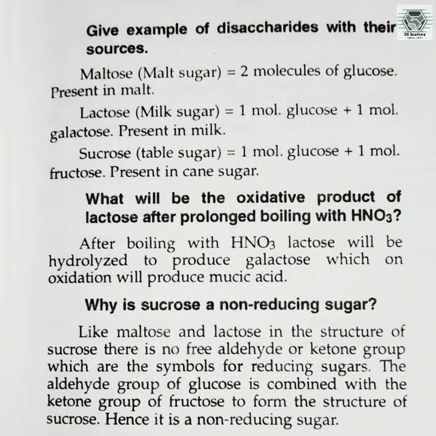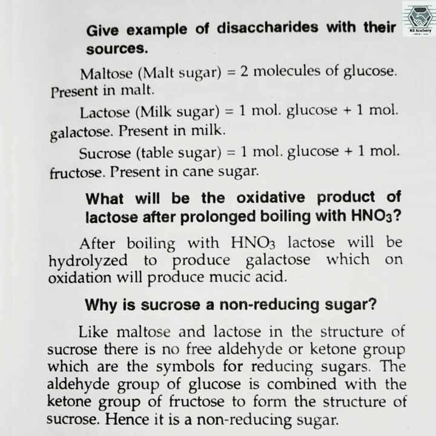Give examples of disaccharides with their sources. Maltose, 2 molecules of glucose. Lactose, 1 molecule of glucose plus 1 molecule of galactose. Sucrose, 1 molecule of glucose plus 1 molecule of fructose. What will be the oxidative product of lactose after prolonged boiling with HNO3? So lactose will be hydrolyzed to produce galactose, which on oxidation will produce mucic acid.